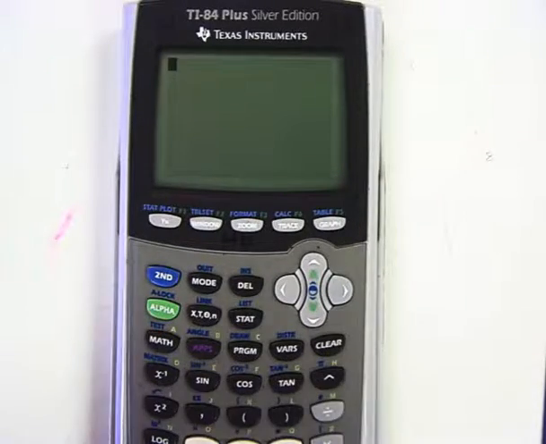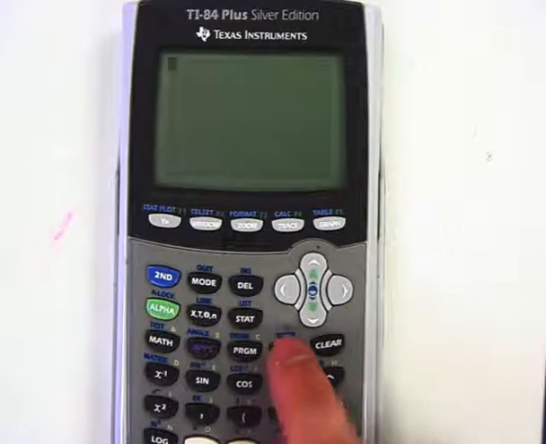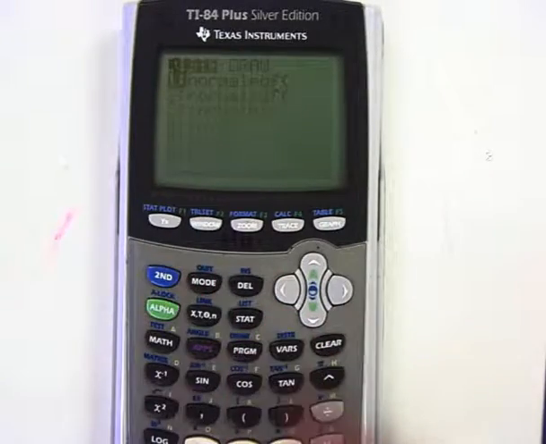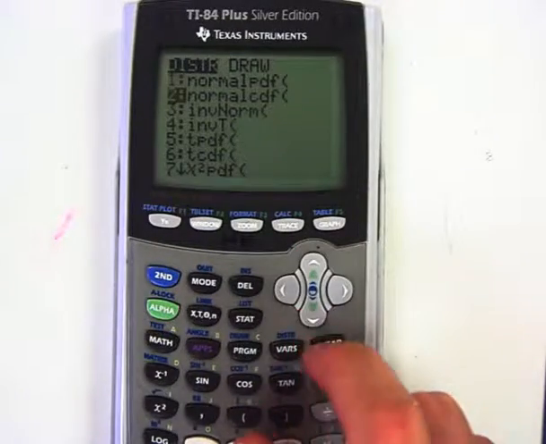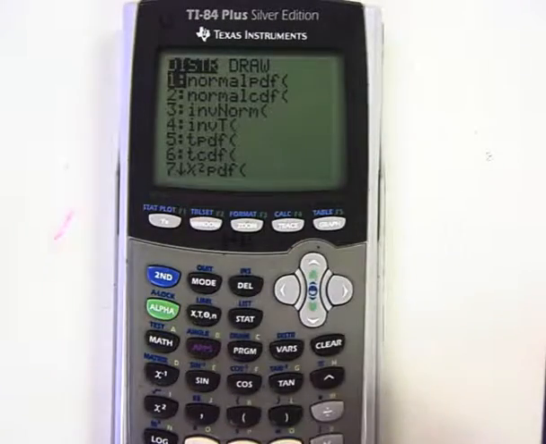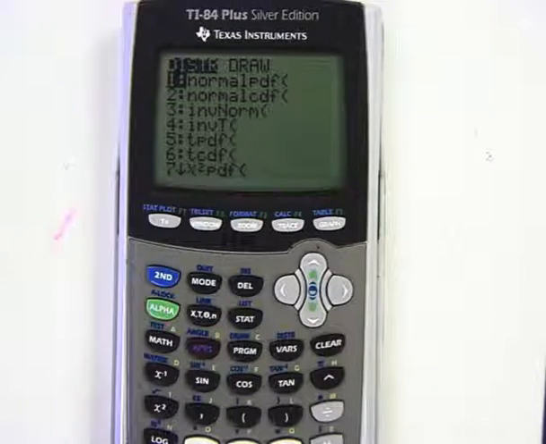To get access to these functions, you're going to be looking at the distribution menu. That's right here where I'm pointing. So we press second and then distribution. The two functions that we're looking for are right here at the top, normal PDF and normal CDF. What normal PDF does is it finds the height of a normal curve at a specific z-score. PDF stands for probability distribution function. CDF stands for cumulative distribution function, and this will allow us to find the area underneath the normal curve.